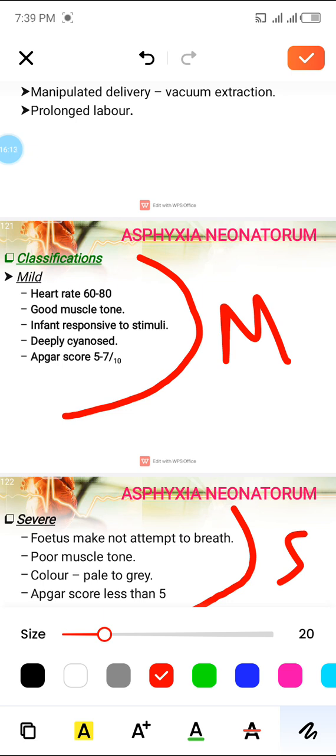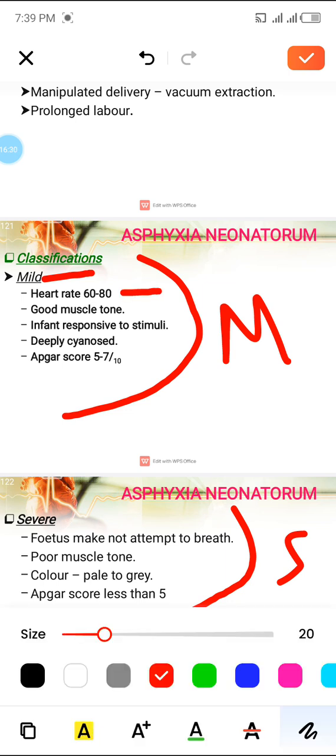So the first one is mild. For mild, you need to just write it, say mild asphyxia. So you can just add something there to say mild asphyxia. Where you should explain that the heart rate will be in the range of 60 to 80 beats per minute. You need to explain that.